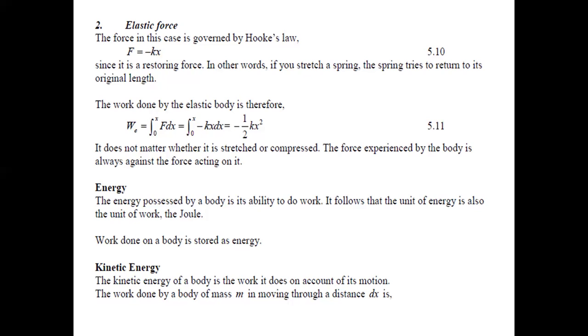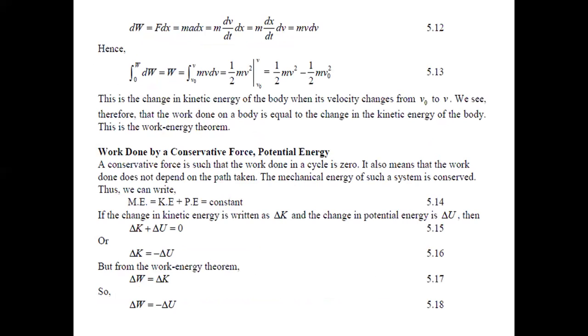The work done by a body of mass m in moving through a distance dx is W equals F dx, but we know F is ma. So that will be ma dx, where a is acceleration, which is dv/dt. So m dv/dt dx, which is m dx/dt dv. Just rearranging that term, it is then equal to mv dv.